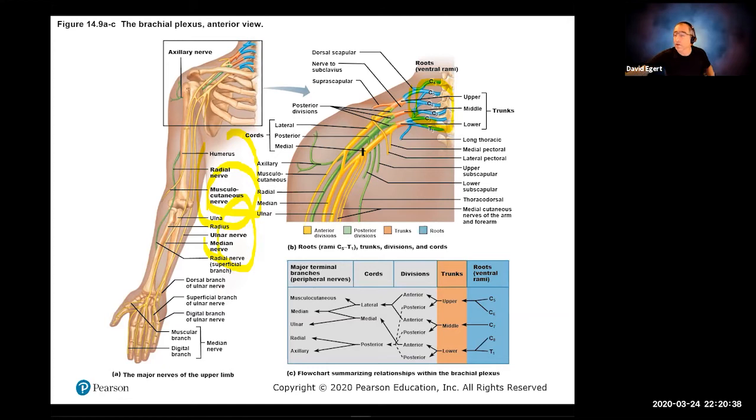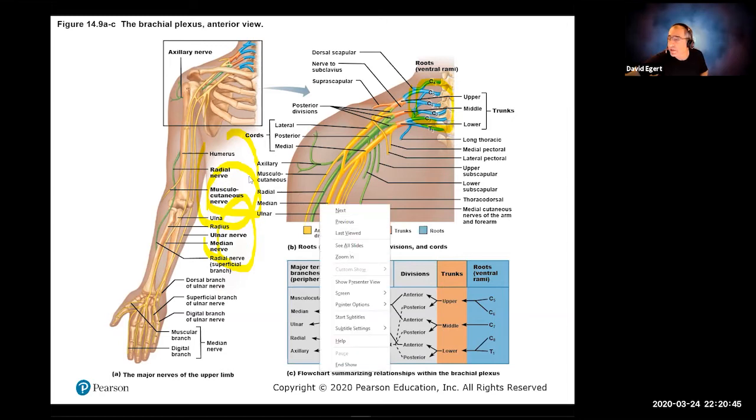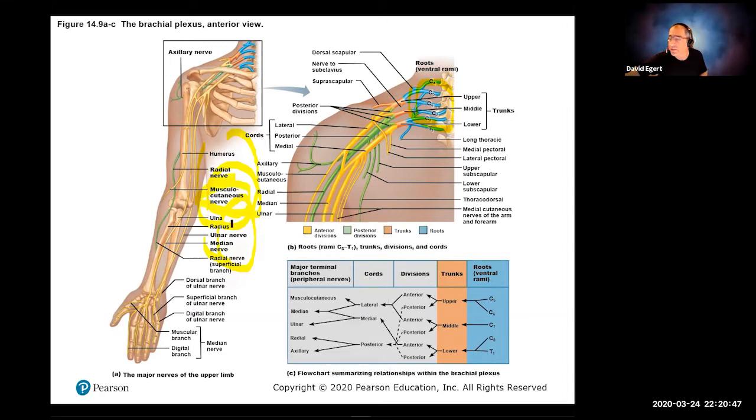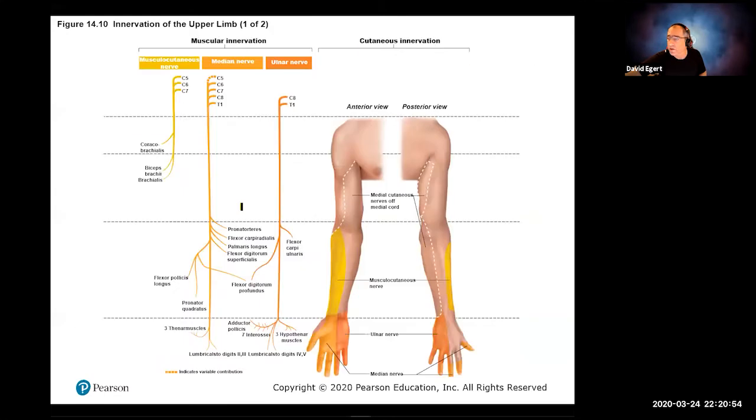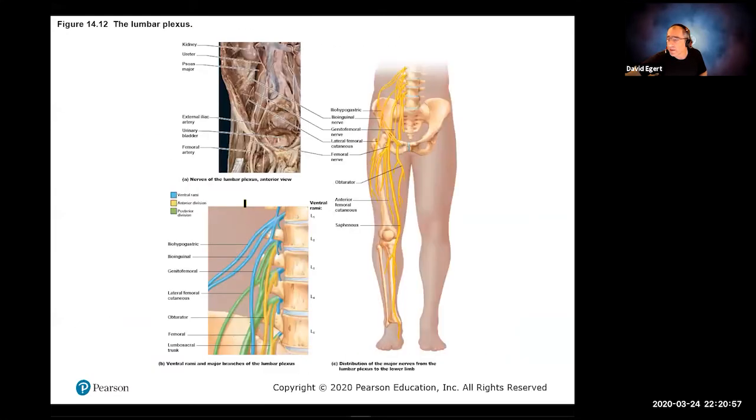Like when we talk about, what nerve innervates the biceps brachii muscle? You're going to have to know it's the musculocutaneous nerve. Or what nerve is innervating the rectus femoris on the front of your thigh? That's going to be the femoral nerve coming from the lumbar plexus. So you're going to have to learn some of the main nerves that come out of these plexuses. So that's what we're going to do right now.